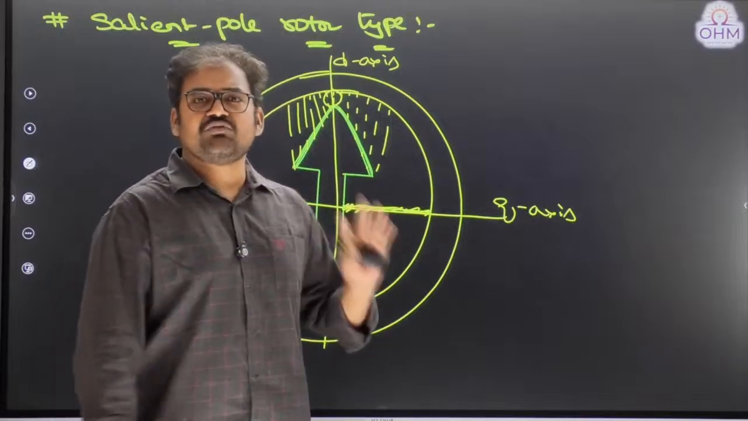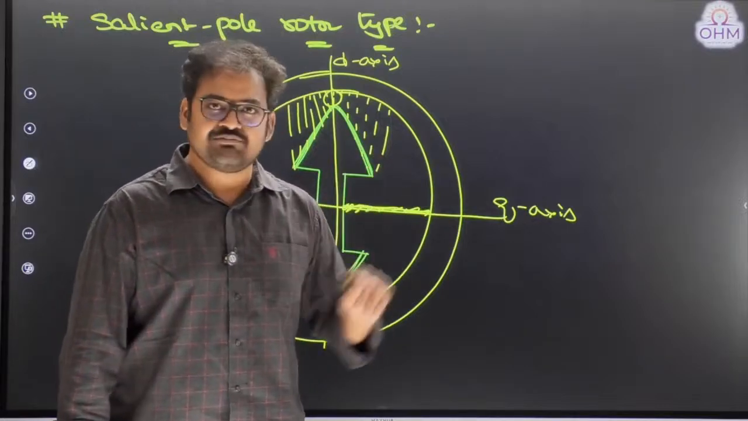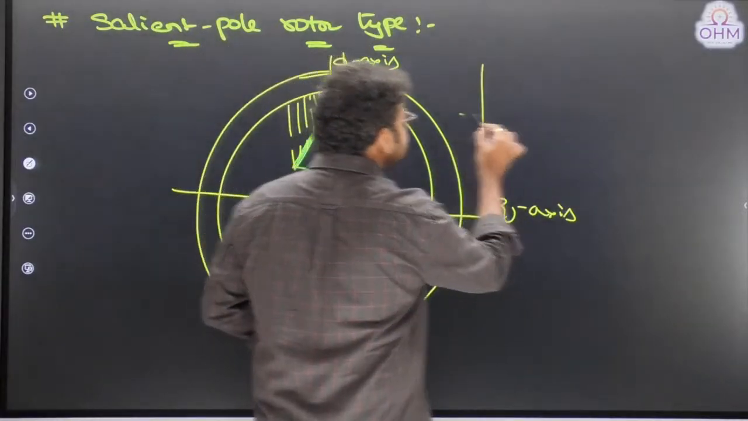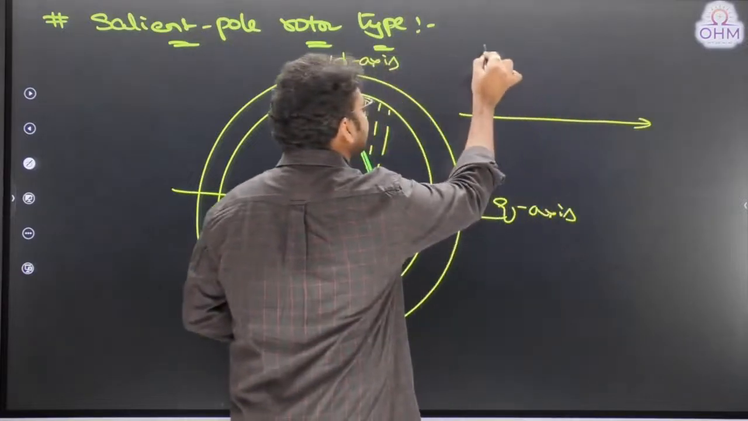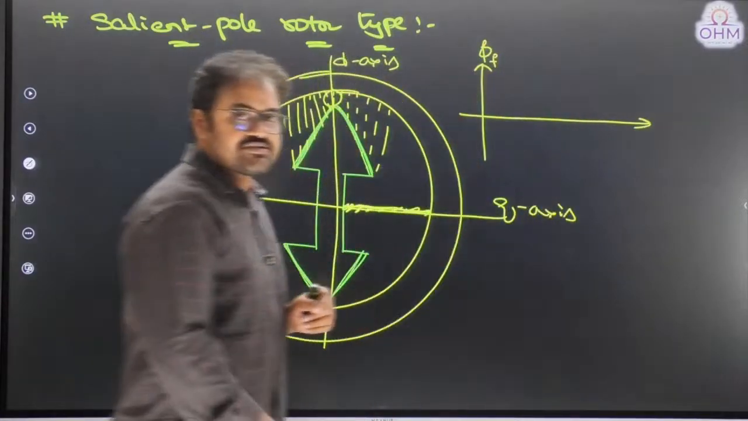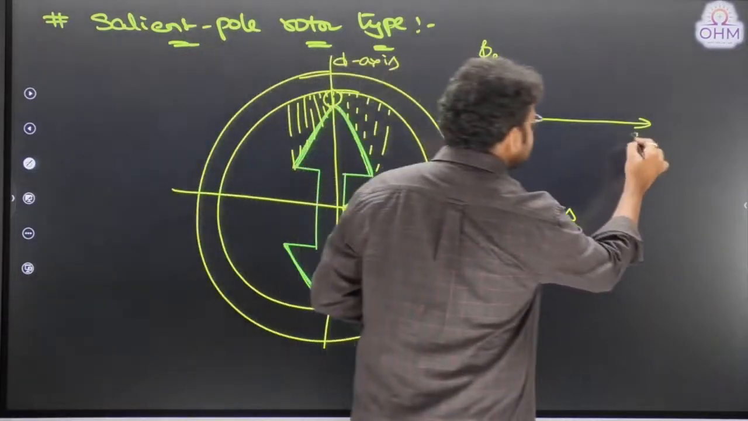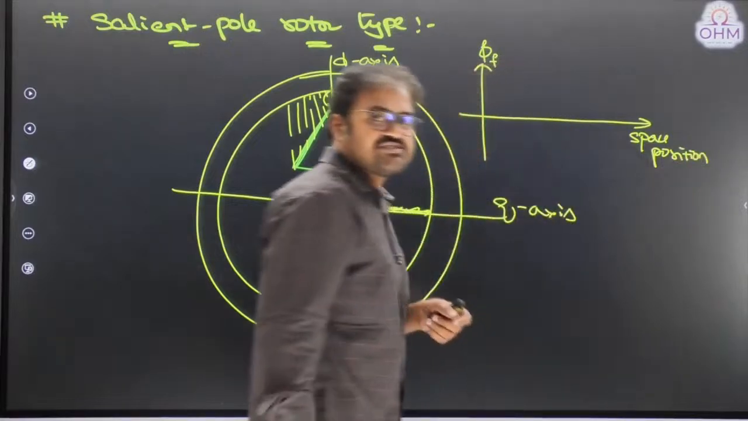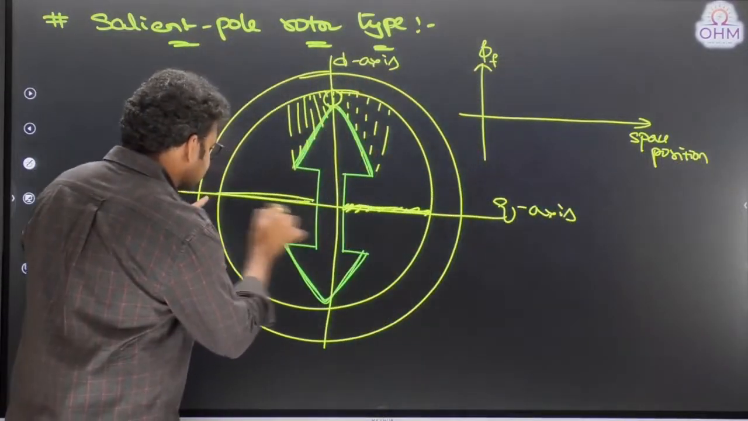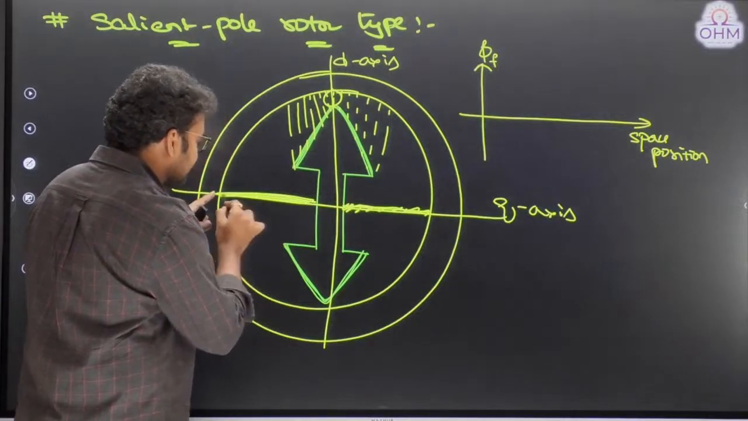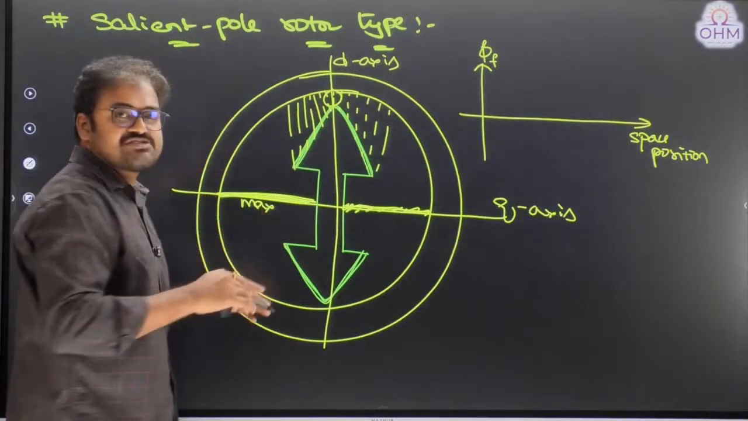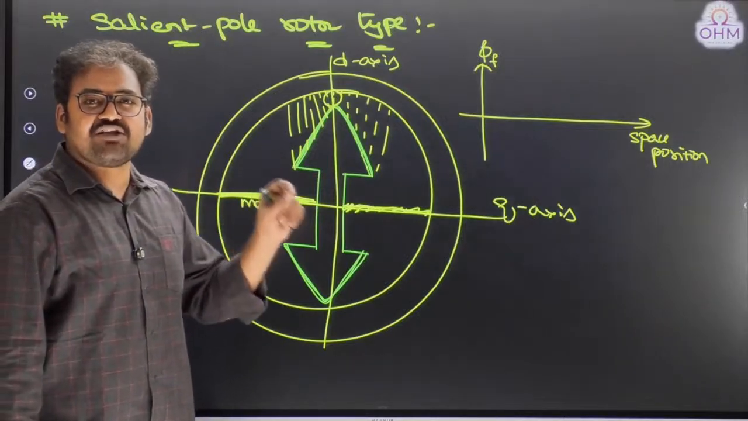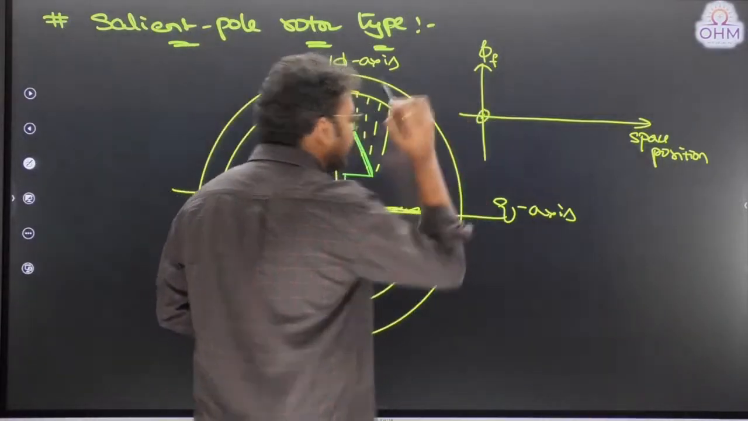Now, what is the advantage of this non-uniform air gap length? Very simple. Because of this non-uniform air gap length, the magnetic flux is distributed in a sinusoidal manner. If I take field flux on y-axis and the space position on x-axis, that means with respect to space angle, you see this is a quadrature axis, right? So maximum air gap length is there. When air gap length is maximum, reluctance is maximum, therefore the effect of magnetic flux is minimum, almost zero, right?